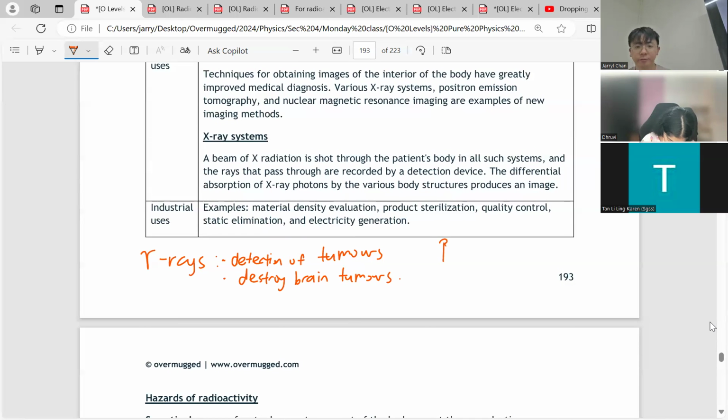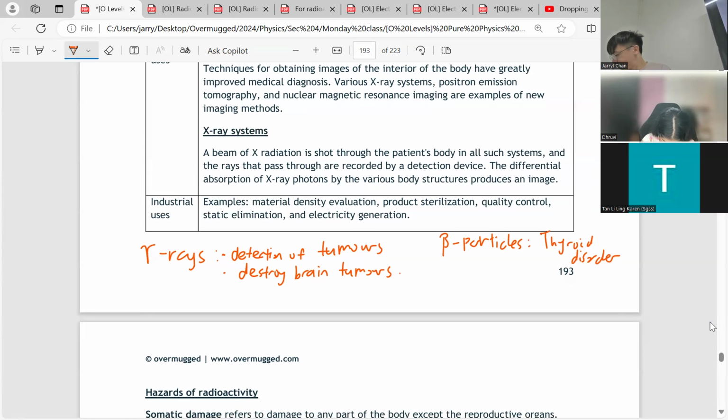Beta particles, to treat thyroid disorder. Alpha particles, smoke detector.